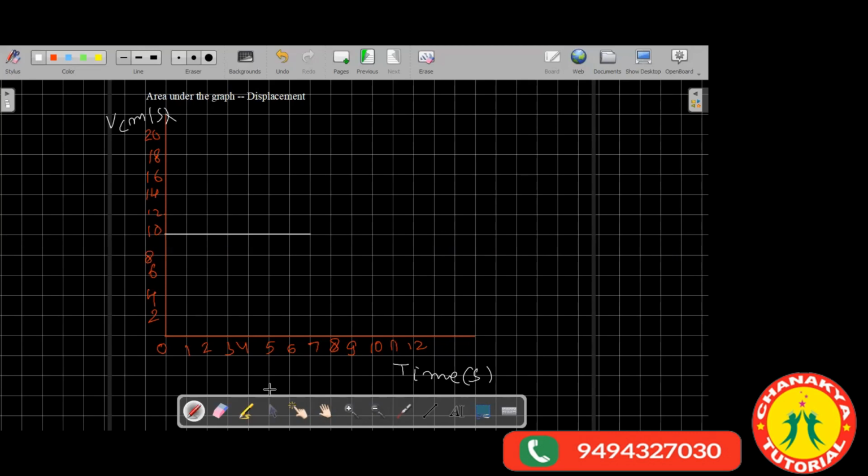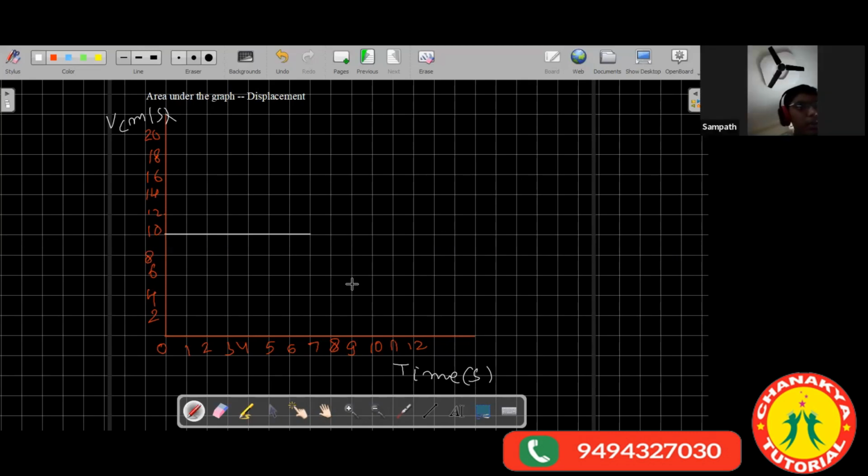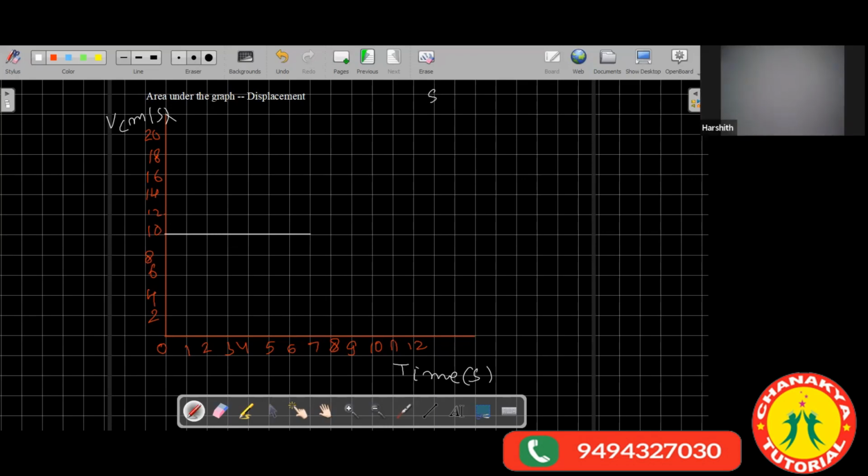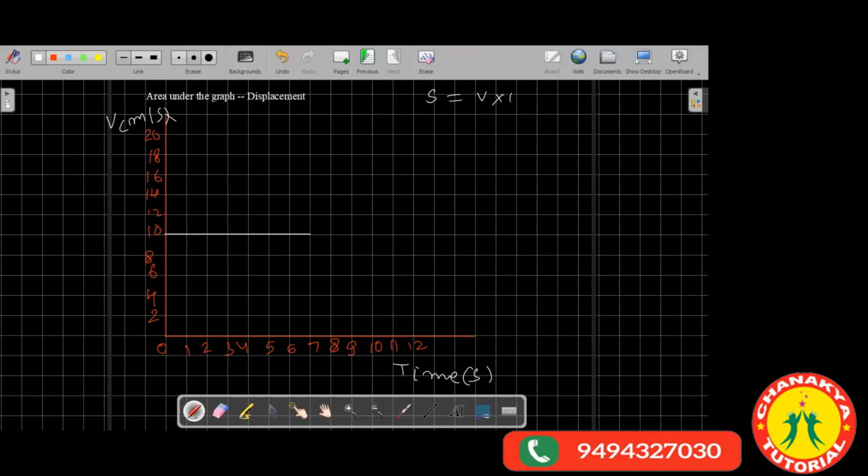Velocity into time is equal to displacement. So it has a constant velocity of 10 meter per second and time is 7 seconds. So what will be the displacement? 70 meters. Yes, displacement will be velocity multiplied by time, that will be 70 meter. Now, if I tell you the other way, find the area under the graph.